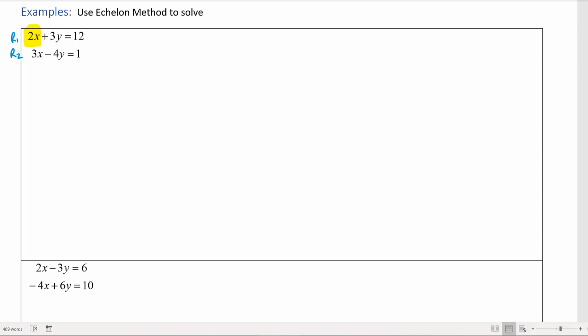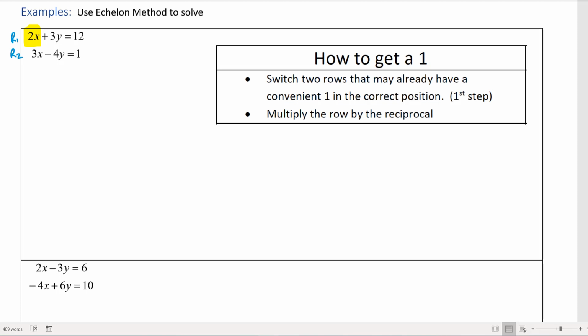Now the two ways to get a 1 are either to switch two rows, if there's another 1 conveniently already there, or I can multiply by the reciprocal. In this case, because there's not a 1 conveniently as the other x coefficient, I'm going to need to multiply by the reciprocal. The reciprocal of 2 is 1/2. I'm going to multiply that by row 1 and put it back into row 1.